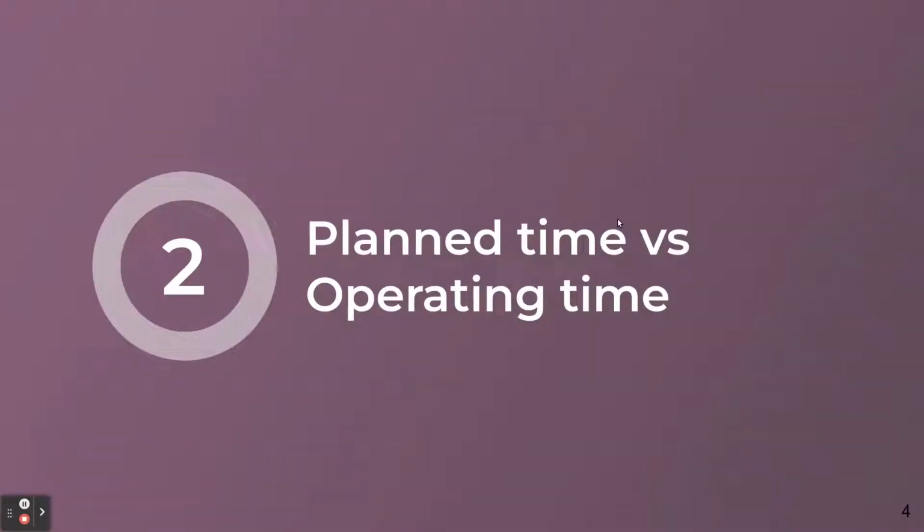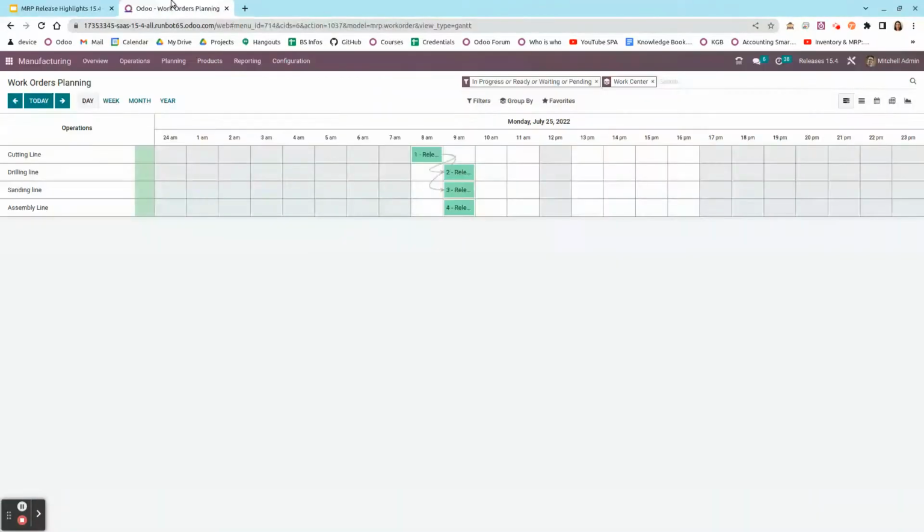So let's discuss the second feature, the planned time versus the operating time. Here you can see that Odoo will show me the work center planned time versus the operating time for the slot that I am currently looking at. In this case, I am looking at the day. So in one day, I have 8 hours available, and as you can see, I have planned 1 hour for each work center, which means that I have 1 hour of 8 that has been planned.